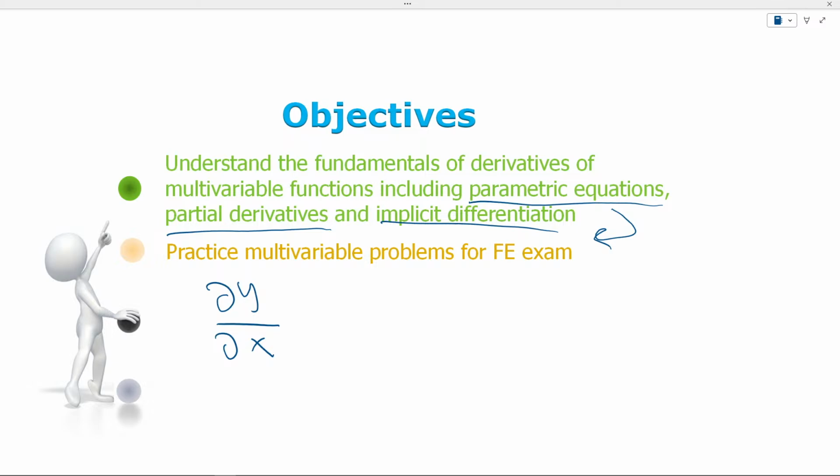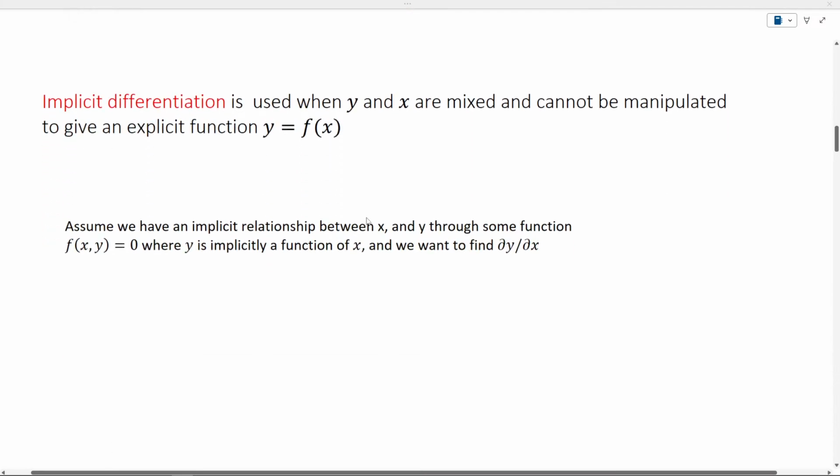But again, I will recap and talk about these three things at the end. What I will show you mainly in this lesson are some of these problems that you solve with partial derivative. If you find them in the FE exam, you can solve them with partial derivative, but it would be much easier to solve them with implicit differentiation. So let's finish this quickly, because it's more like a math type of thing.